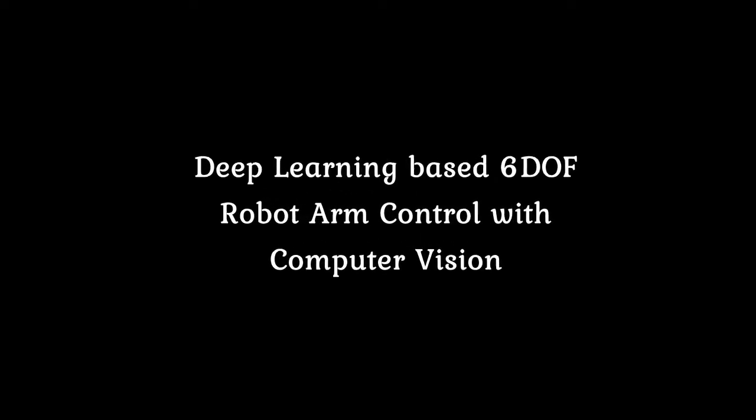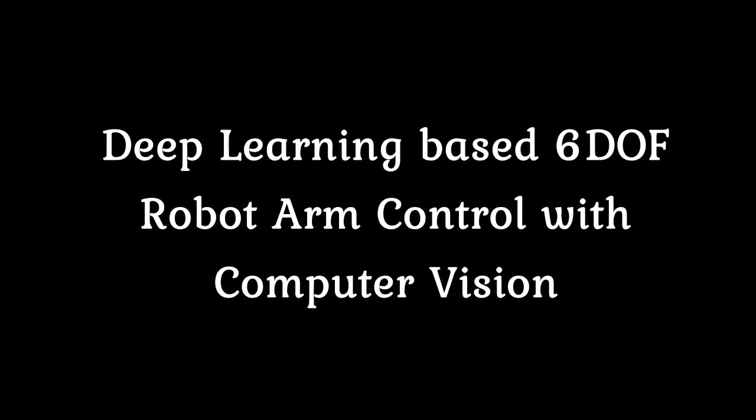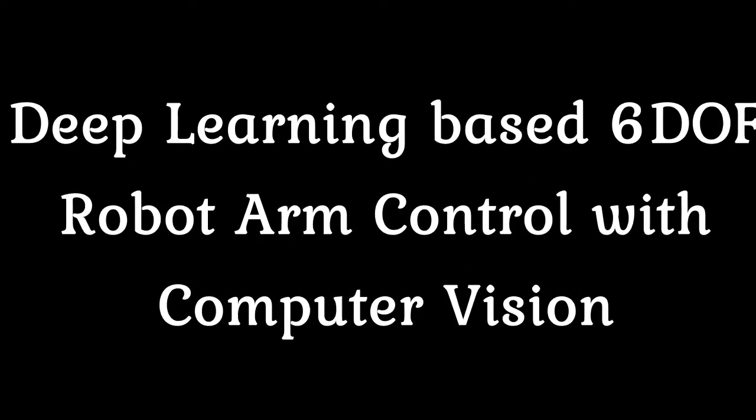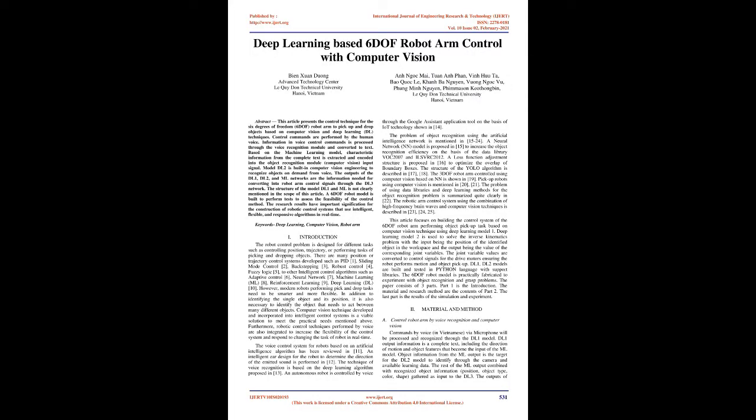Deep learning-based 6DoF robot arm control with computer vision. Abstract. This article presents the control technique for the 6 degrees of freedom, 6DoF, robot arm to pick up and drop objects based on computer vision and deep learning, DL, techniques. Control commands are performed by the human voice.